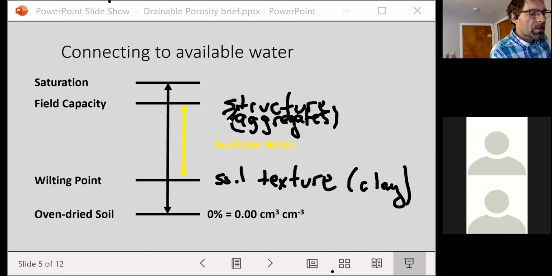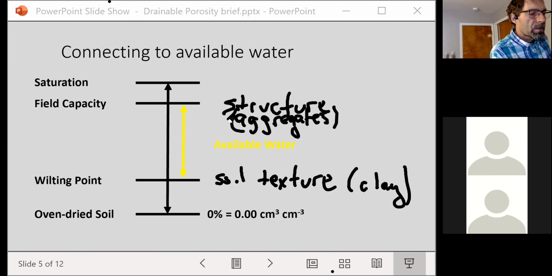Now, what happens next? Those large pores allow water to flow out under the influence of gravity. That water that flows out under the influence of gravity is what we're measuring and talking about when we think about drainable porosity. Then the water that's held in the soil between field capacity and wilting point, that's my plant available water.